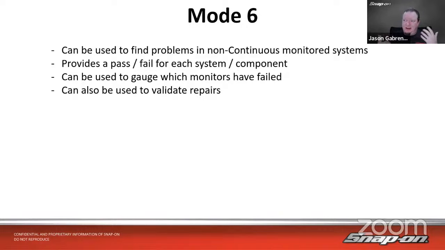So things that are not continually monitored, maybe it runs a test once a drive cycle or something. It gives you a pass-fail for each system or component. And let's see, it can also be used to gauge which monitors have failed, and can also be used to validate repairs after the fact. So you can go through and see, okay, what failed and what the history is.